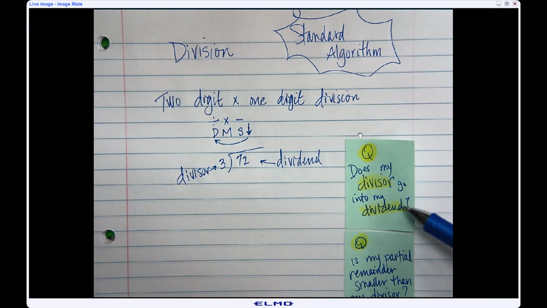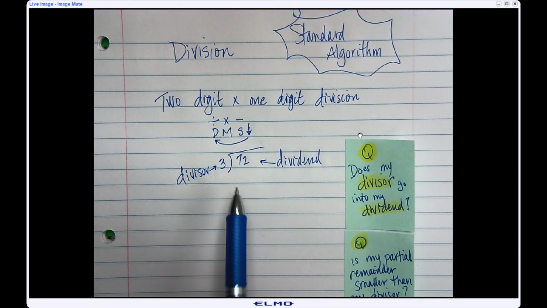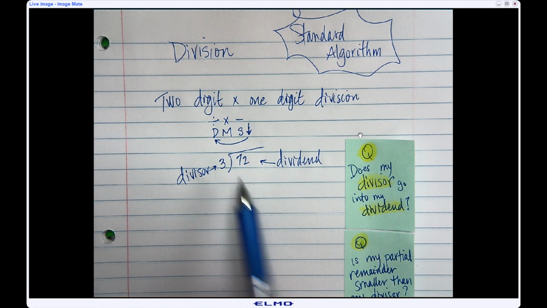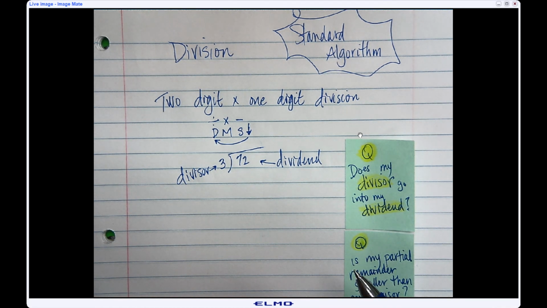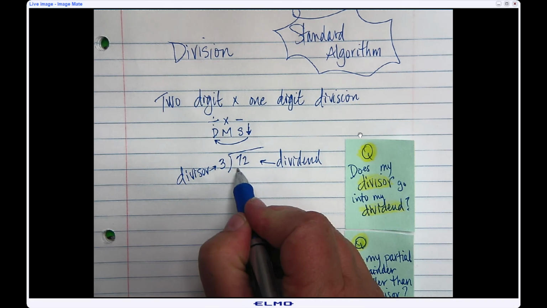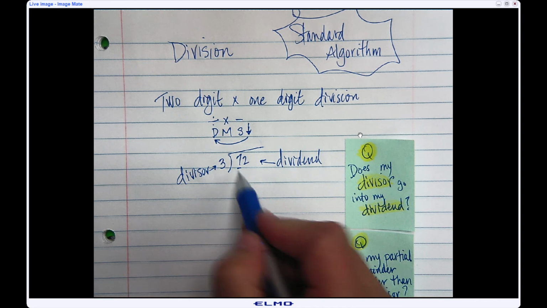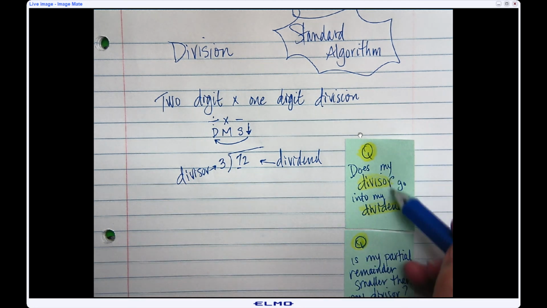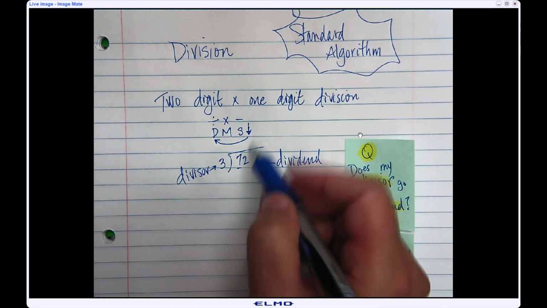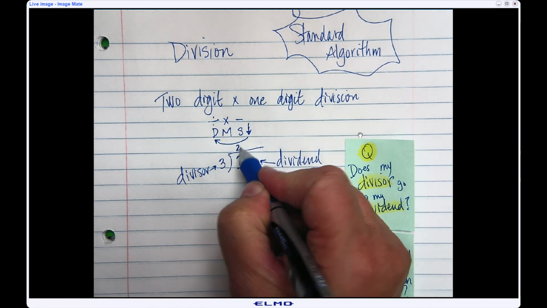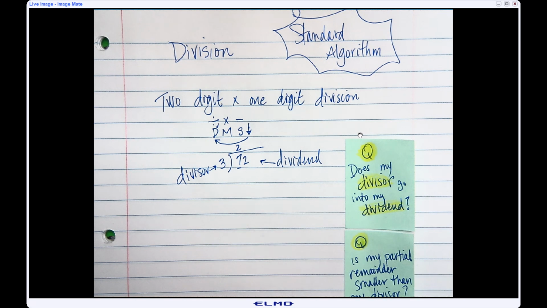If you notice, I've got a couple questions written here. The first one is, does my divisor go into my dividend? When you look at the full number, you know that 3 is going to go into 72 many times. So let's start breaking this down into smaller pieces. We ask ourselves, looking at the first number, which is in the tens place, does 3 go into 7? The answer is yes. And so then we ask ourselves, how many times? 3 goes into 7 2 times. So that is our division phase. Check, that phase is done.